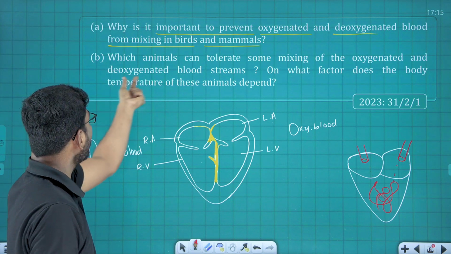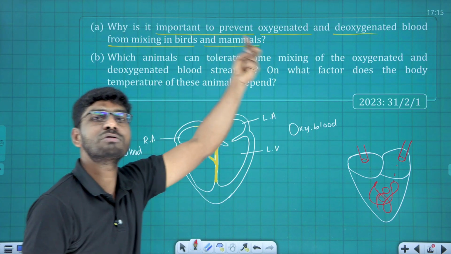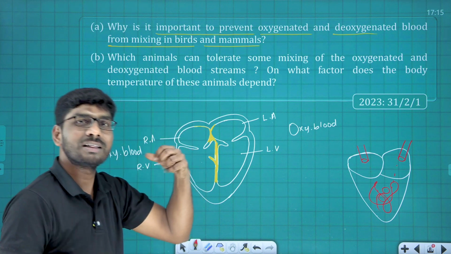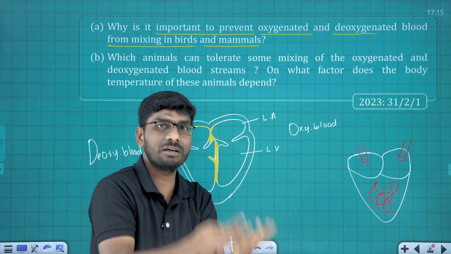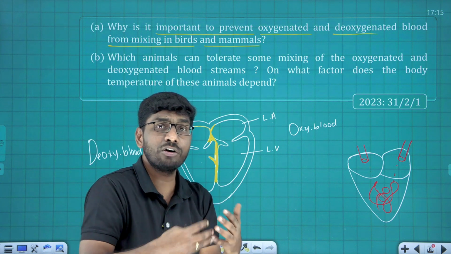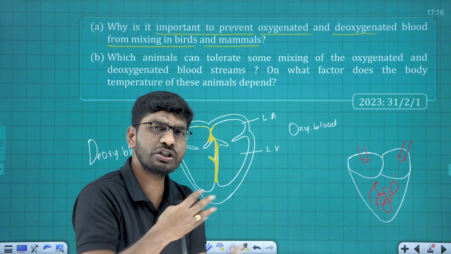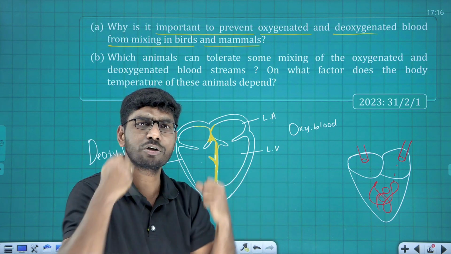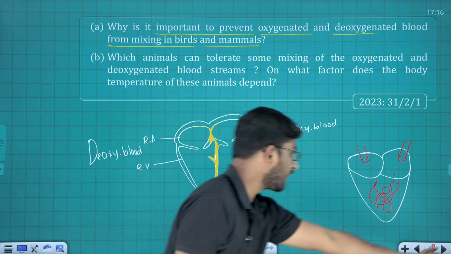Come to the next one. Which animals can tolerate some mixing of blood? Amphibians and also reptiles, because they are poikilotherms, cold-blooded animals. They do not maintain their internal body temperature constantly. It keeps on changing, so they tolerate what? Mixed blood supply. Am I clear? Shall we move on to the next question?